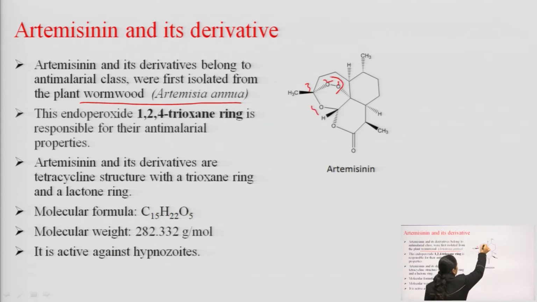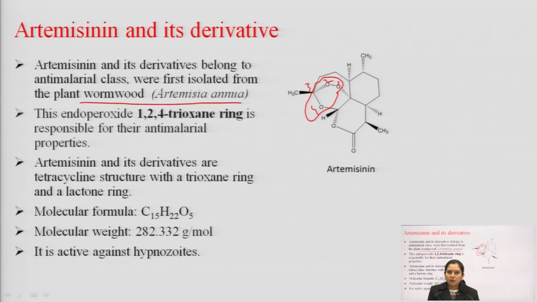This 1,2,4-trioxane ring is responsible for the antimalarial property. Moving ahead, we will see that artemisinin and its derivatives have a tetracyclic structure which has a trioxane ring and a lactone ring in their structure.